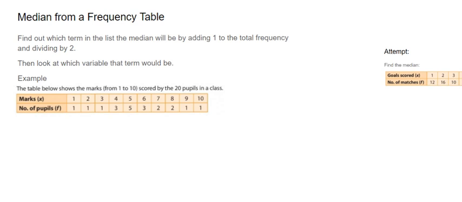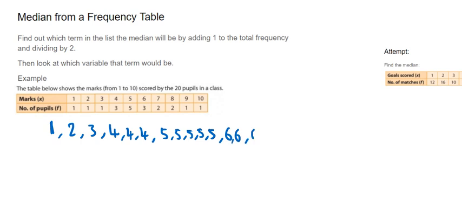So if I was to list the data out, this would be what it would look like. One pupil got 1 mark, then one pupil got 2 marks, then one pupil got 3 marks, and then three different pupils got 4 marks. So I'd have 4, 4, and 4, and then five different pupils got 5 marks. So 5, 5, 5, 5, and 5. Then three different pupils got 6 marks, and then two got 7, and then two got 8, and then one got 9, and then one got 10.